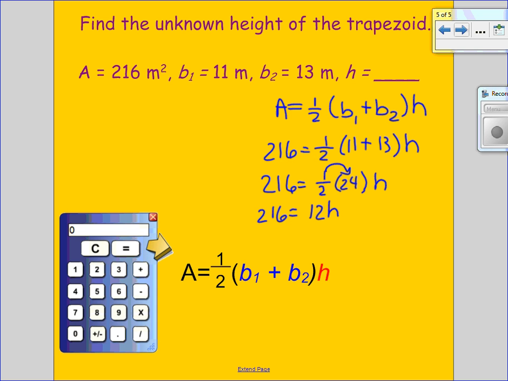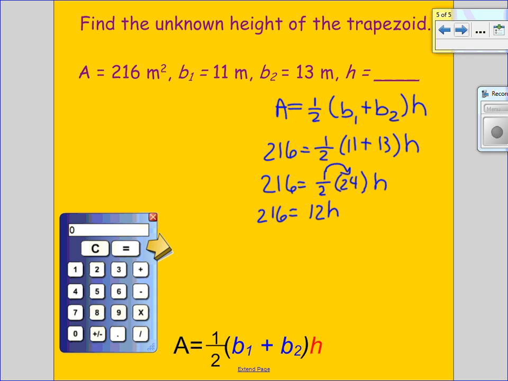Now we can go back to doing what we were doing before, where we make our train tracks, and we get h by itself. Whatever we do to one side of the train tracks, we have to do to the other. 12 times h, we don't want the h times 12, we want h by itself. The opposite of multiplying by 12 is dividing by 12. Whatever we do to one side, we do to the other. So these cancel out, h is by itself, and 216 divided by 12 gives us 18. So our height is 18 meters, not squared because it's just the height.